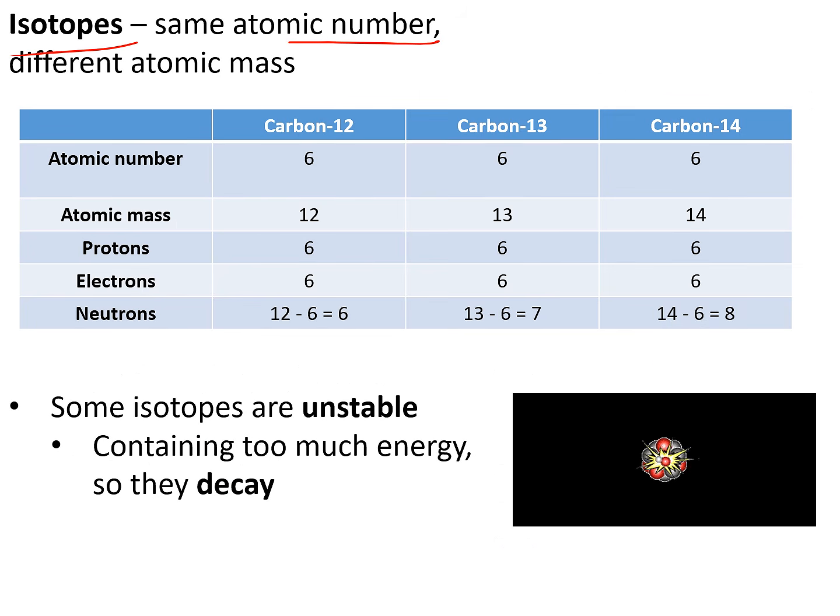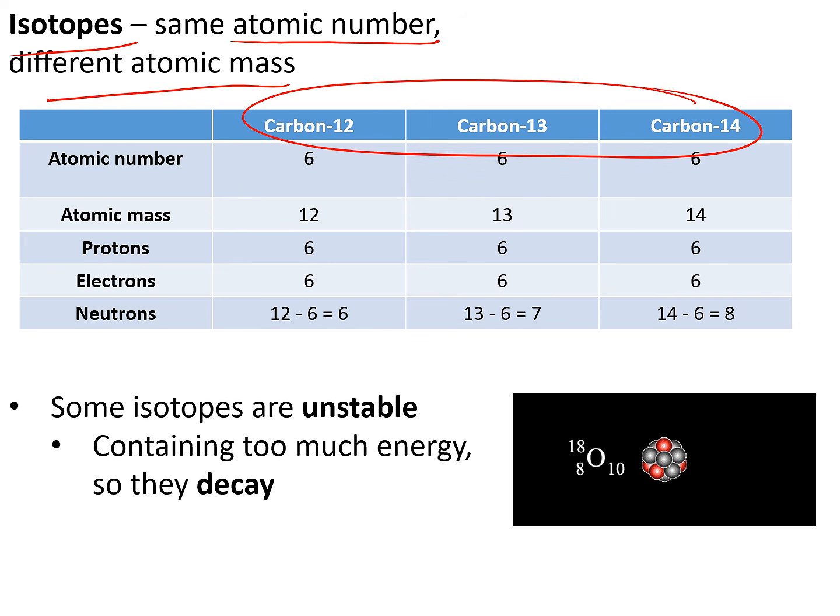Isotopes are atoms with the same atomic number but different atomic mass. So, for example, carbon has 3 isotopes, carbon 12, carbon 13, carbon 14. They all have the same atomic number because they're all carbon, so they've all got atomic number of 6 with 6 protons and 6 electrons. Their atomic mass is different though, 12, 13 and 14, which means their number of neutrons is different. So 12 minus 6 gives you 6 neutrons in carbon 12, 13 minus 6 is 7 neutrons in carbon 13, and 14 minus 6 is 8 neutrons in carbon 14.